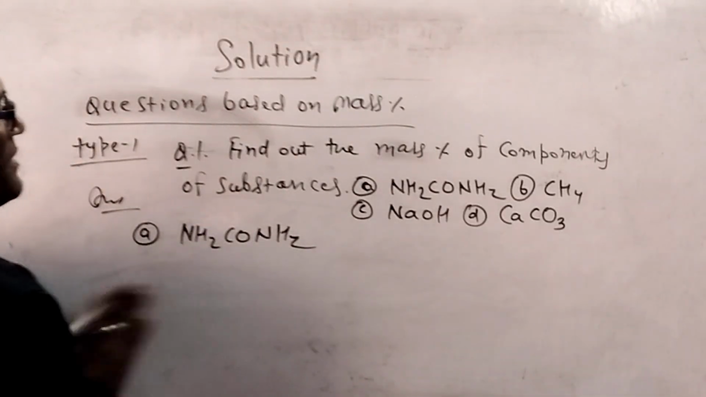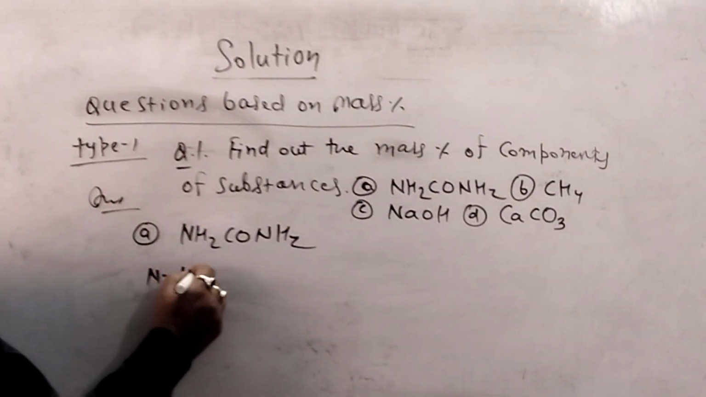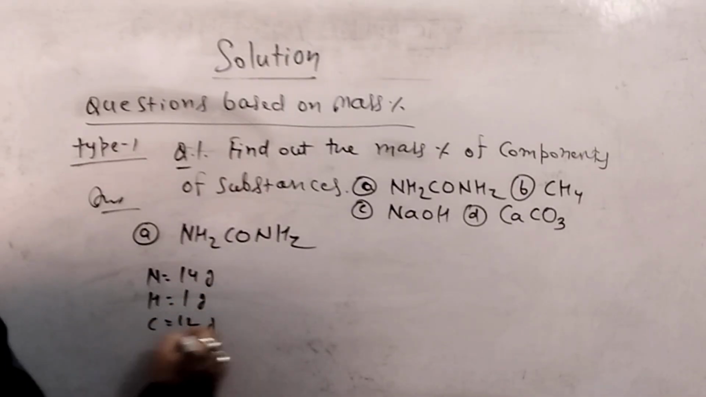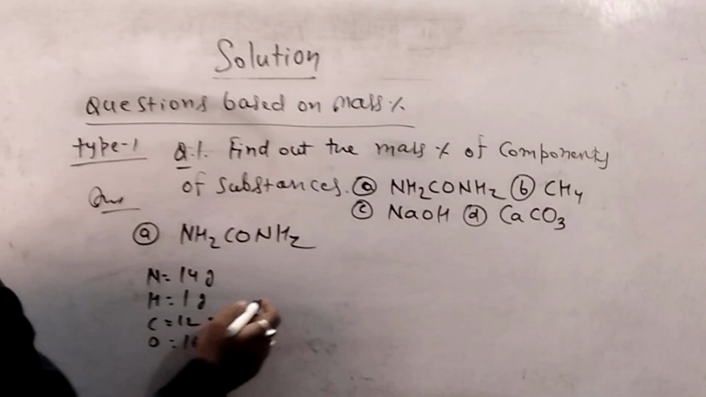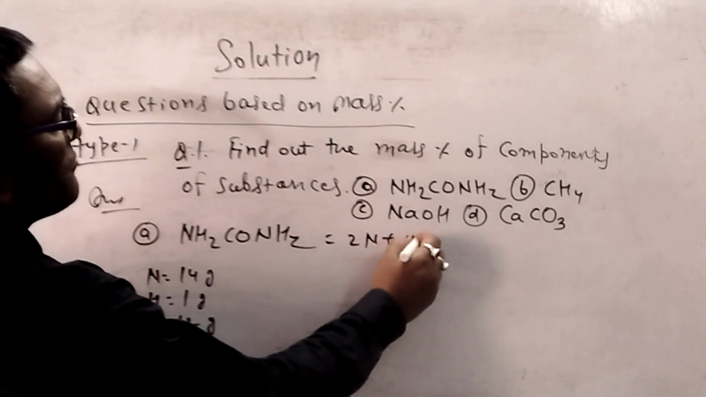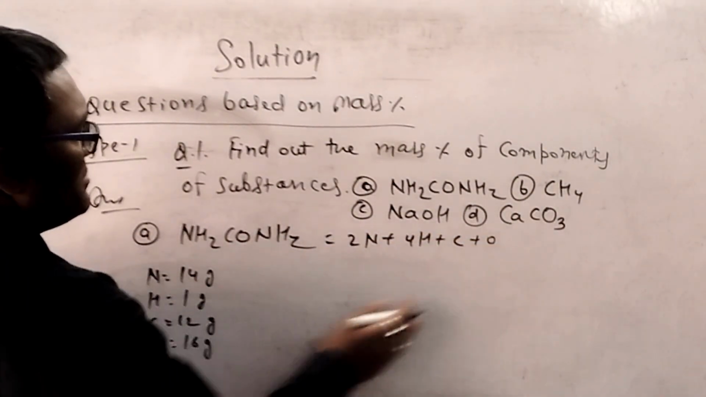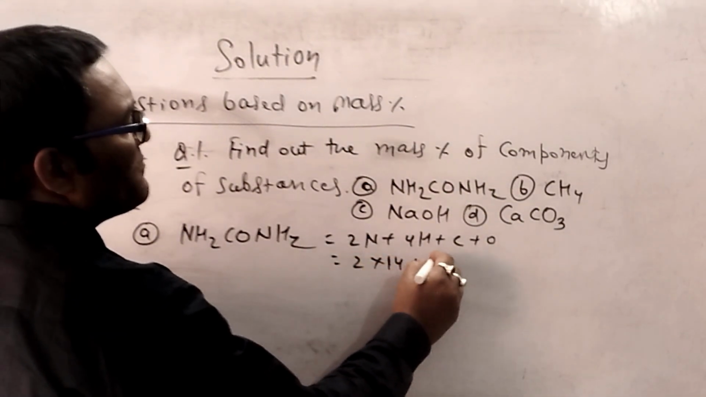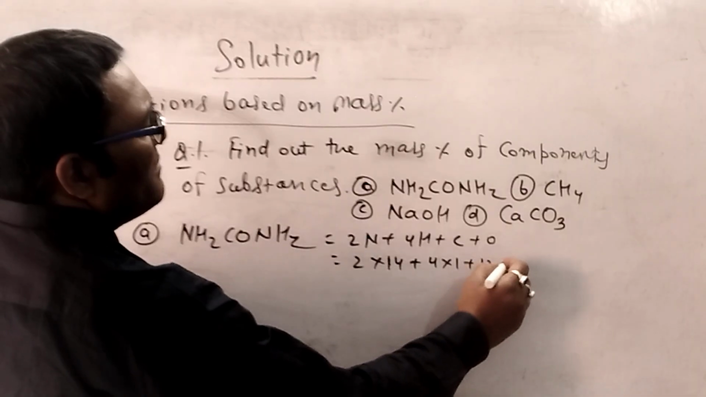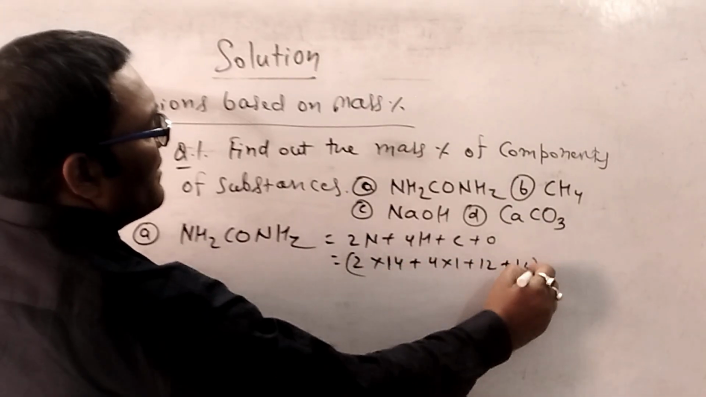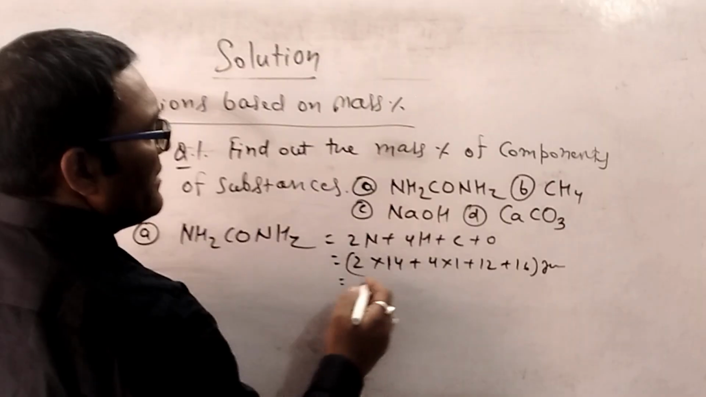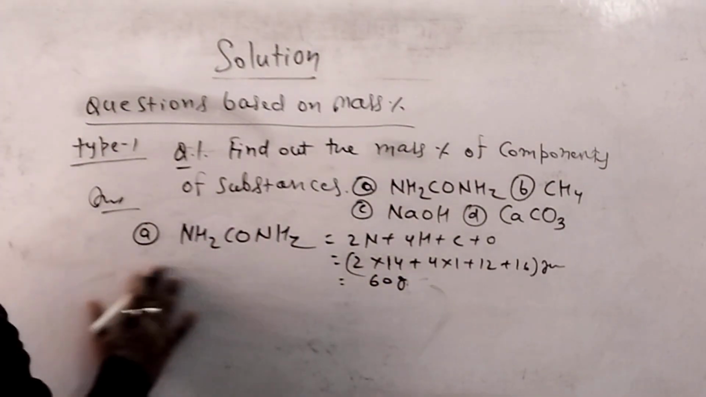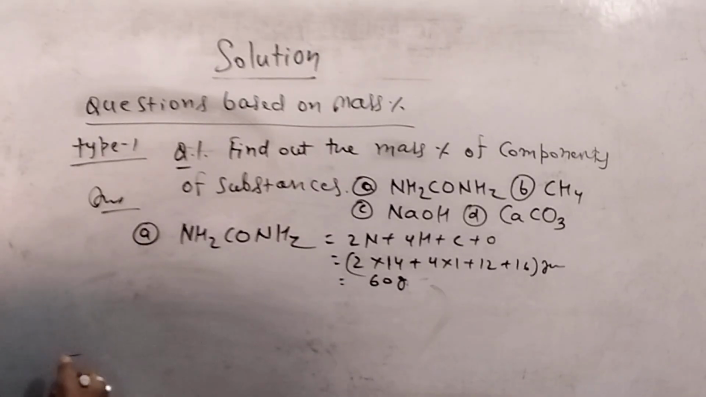So, here the atomic weight of nitrogen is 14 gram, hydrogen is 1 gram, carbon is 12 gram, and oxygen is 16 gram. Now, 2 nitrogen, 4 hydrogen, 1 carbon and 1 oxygen. So 2 into 14 plus 4 into 1 plus 12 into 1 plus 16 gram. After calculation, 60 gram is the final molecular weight of urea. Now one by one we can find the mass percentage of each element.